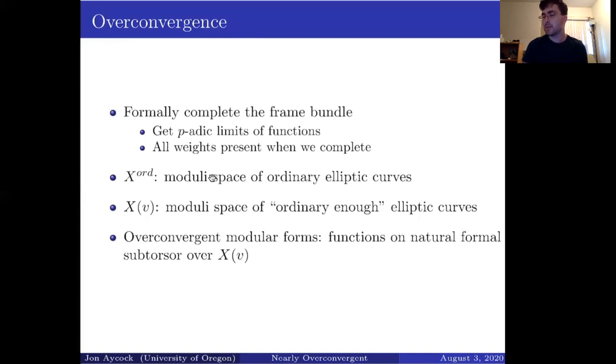And what we're going to say is, well, an overconvergent modular form, we can take any of these functions on this formally completed frame bundle, but in fact there are more. We can take a natural formal subtorsor, which exists over some overconvergent locus, and this is going to allow us to have Nebentypus at p, which is sort of counted as part of the weight. And these overconvergent modular forms are functions on some formal subtorsor of this formally completed frame bundle. So not just p-adic limits of functions, but also you can twist them by small enough characters with small enough Nebentypus at p.